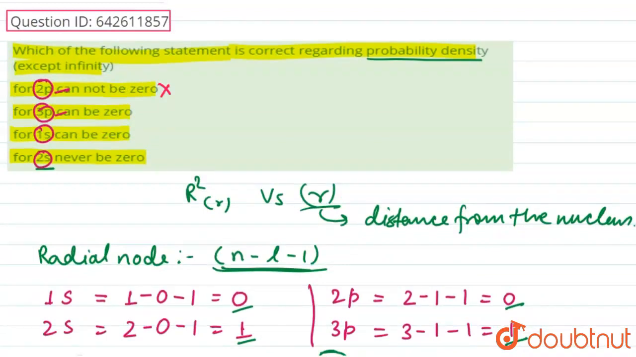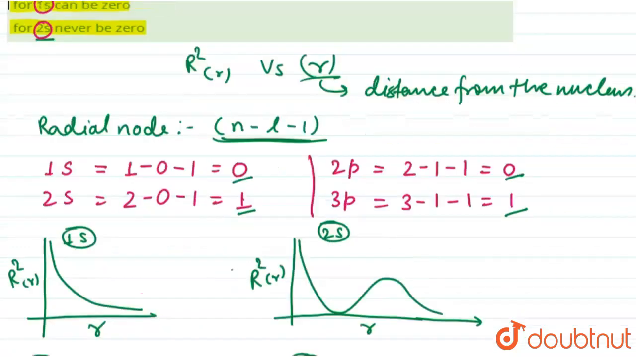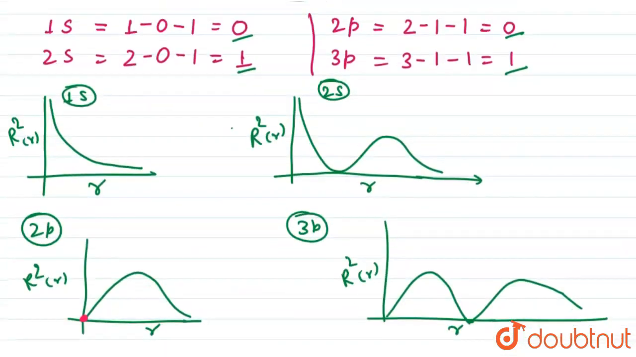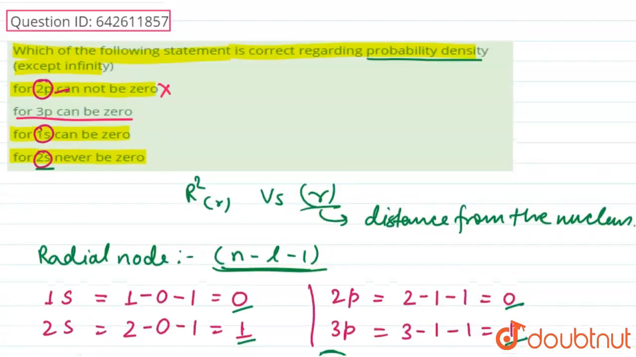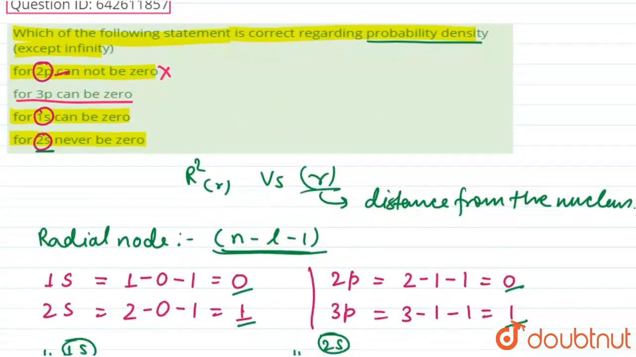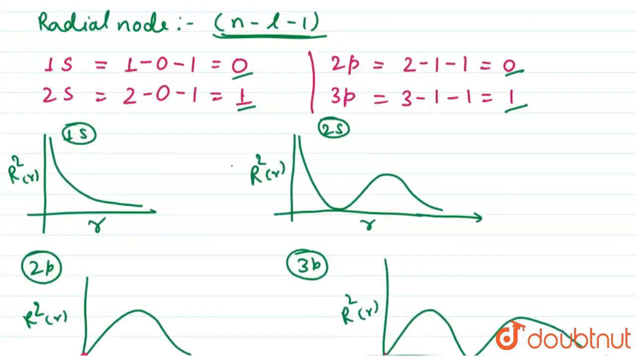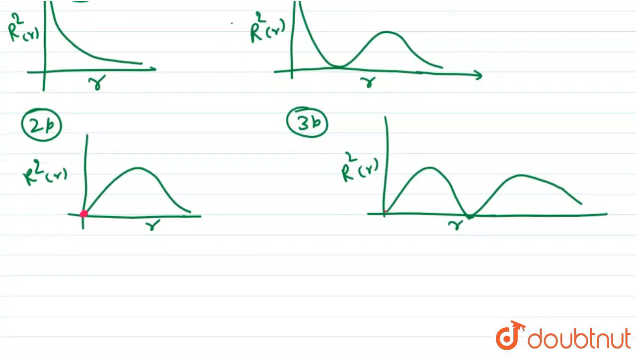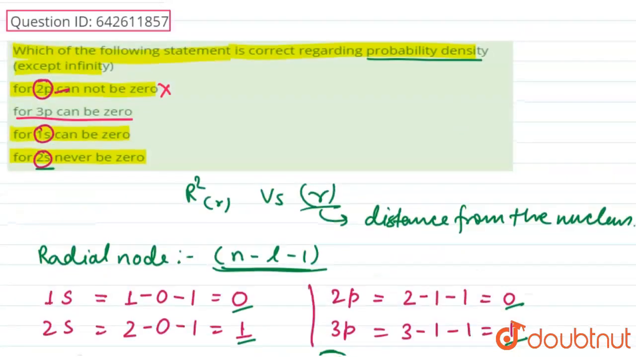incorrect. Now if we look at 3p, it is written here that for 3p it can be 0. So if we look at the graph of 3p, here it is 0 and here also it is 0. So it can be 0, right? So it can be 0.